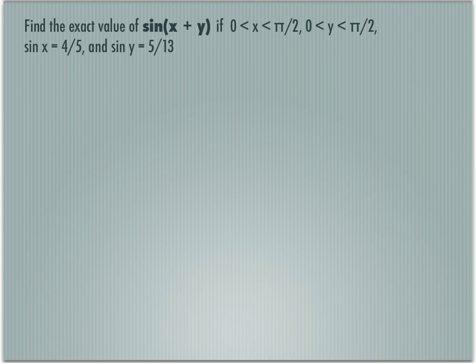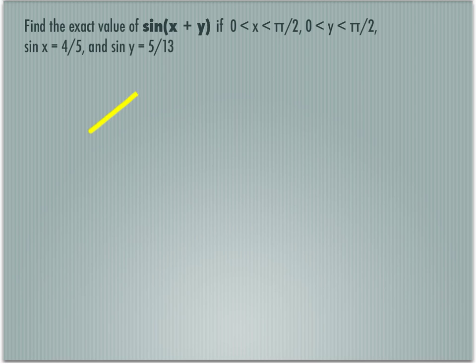This one is not as specific, but this says we want to try to find the value of the sine of x plus y given these conditions. Basically all this means is that x is in the first quadrant and y is in the second quadrant. Now they actually give you a couple of angles there, x and y, so let's see how these work.